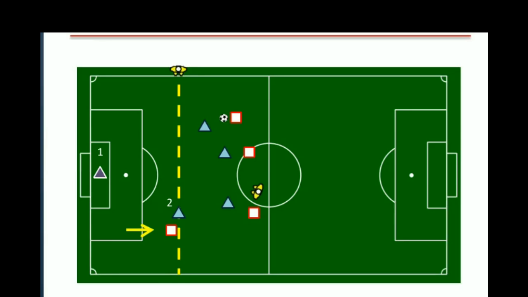Therefore, this becomes the primary function of the assistant referee, and also why it is so crucial for the assistant referee to remain even with the second to last defender or the ball at all times. More on that momentarily. In this situation, the attacker is even with the second to last defender. In order to be in offside position, the attacker must be closer to the goal line than the second to last defender and the ball. So in this situation, the attacker is not in offside position.